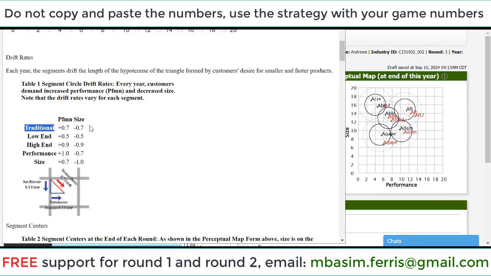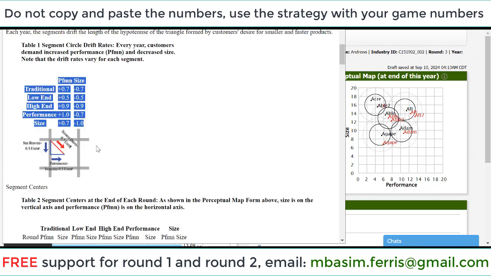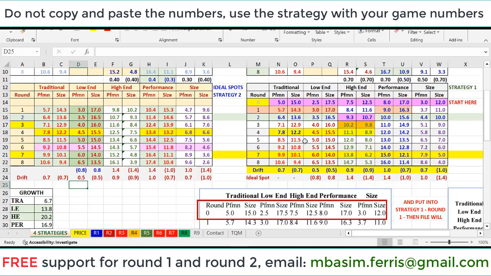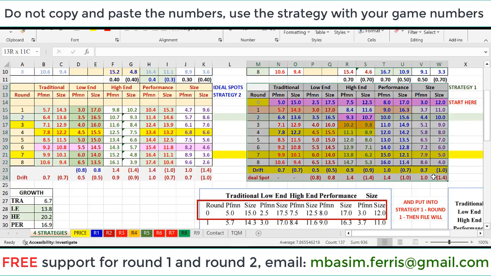The important thing to look at is that each product updates differently: traditional, low-end, high-end, performance and size. Each round we increase performance to make the sensor stronger and reduce size to make the sensor smaller, but they are updated differently. That's why we can use this Excel file to calculate for 8 rounds.